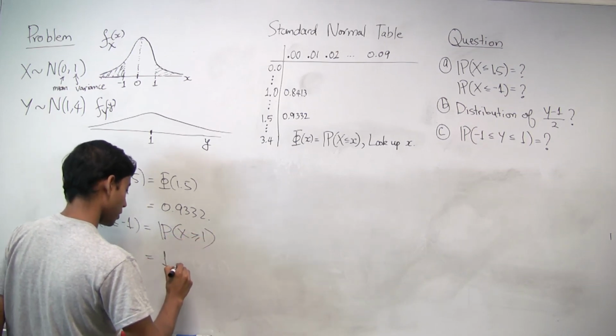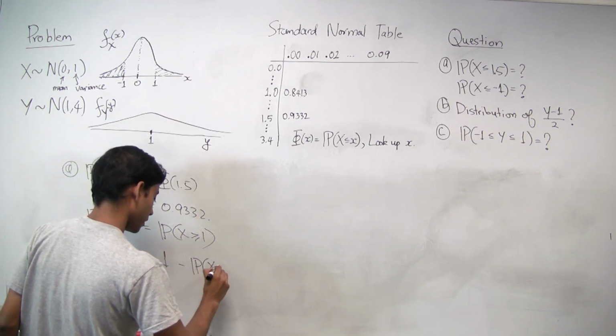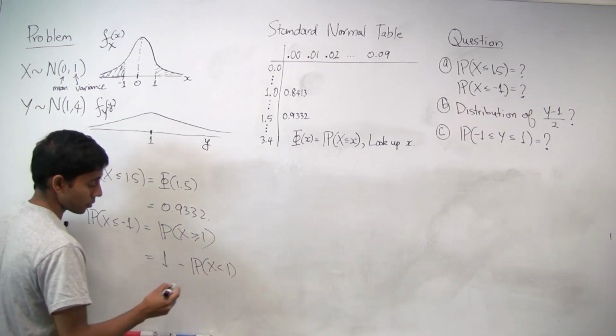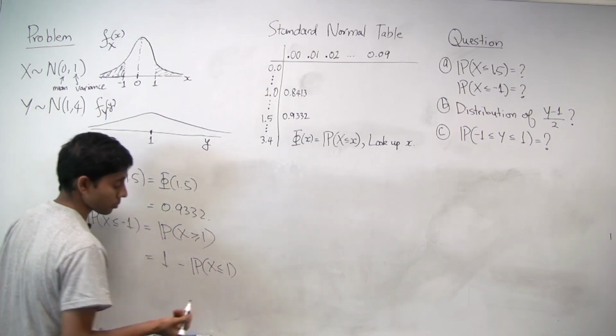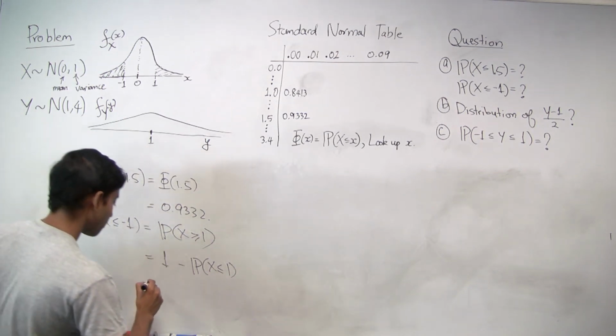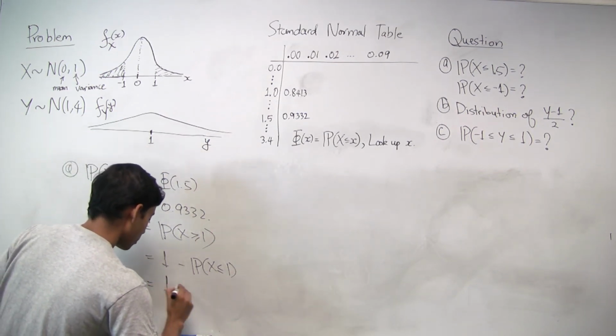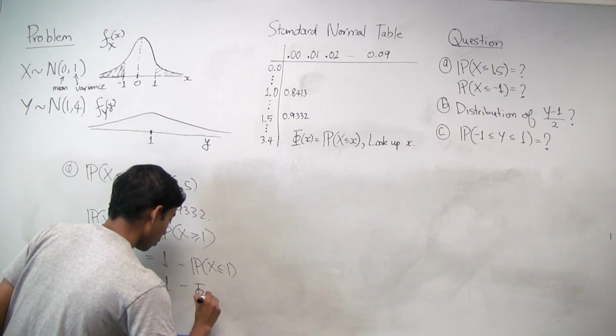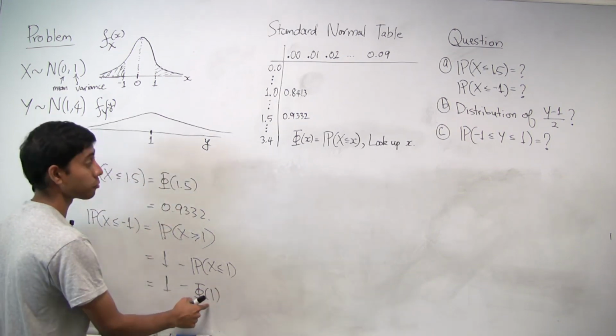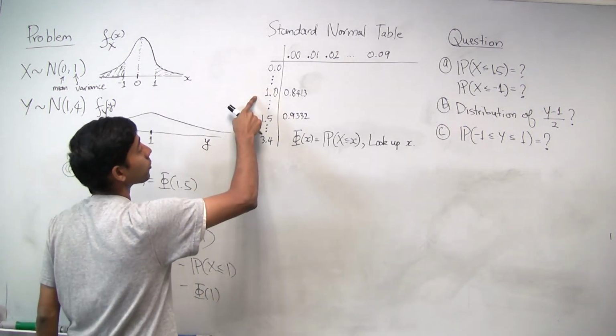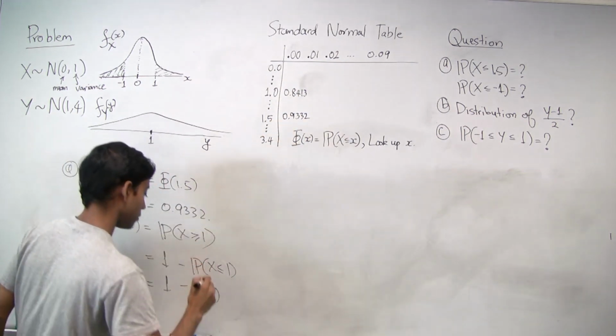This is equal to 1 minus the probability that x is less than 1. And we can put the equal sign in here because x is continuous, it doesn't matter. And so this is equal to 1 minus phi of 1. And we can look up phi of 1, which is 1.00, and that's 0.8413.